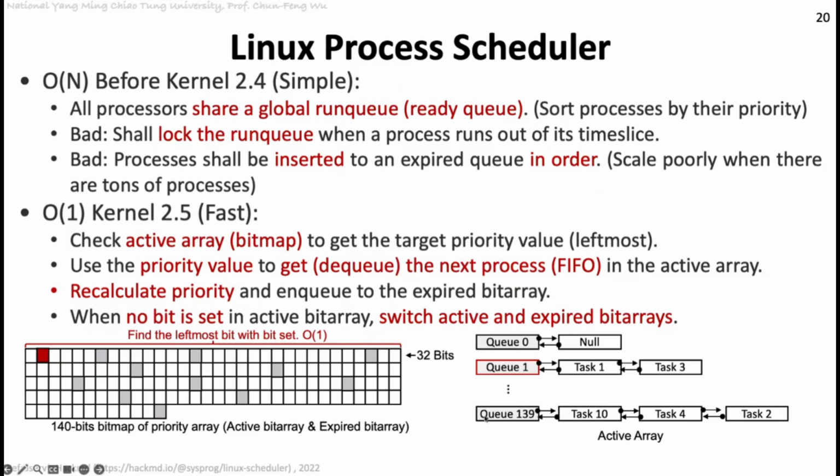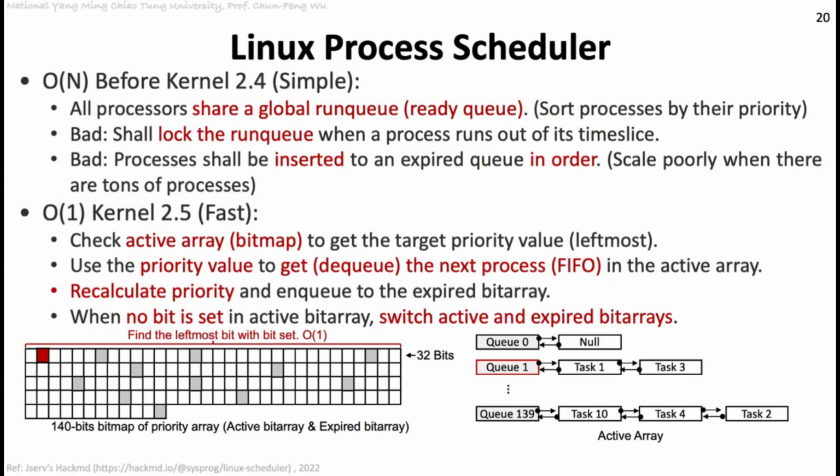So we can then resume the scheduling, and we can use the original expire bit array to become the active one, and we can do the following scheduling. So in this case, we only need 4 data structures: one active bit array, one expire bit array, and a corresponding active array and expire array. Then we can finish this O1 scheduling.